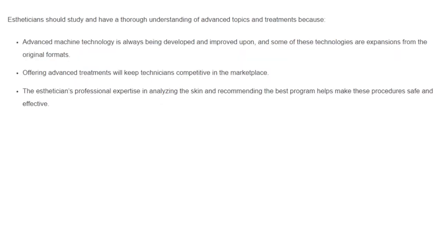Estheticians should study and have a thorough understanding of advanced topics and treatments because advanced machine technology is always being developed and improved upon, and some of these technologies are expansions from the original formats. Offering advanced treatments will keep technicians competitive in the marketplace. The esthetician's professional expertise in analyzing the skin and recommending the best program helps make these procedures safe and effective.